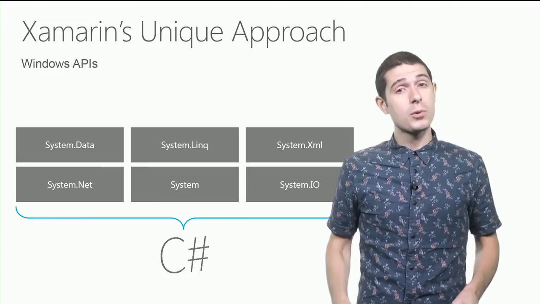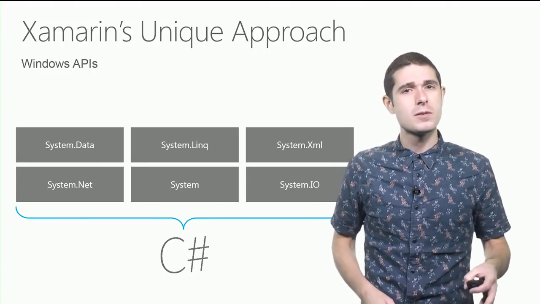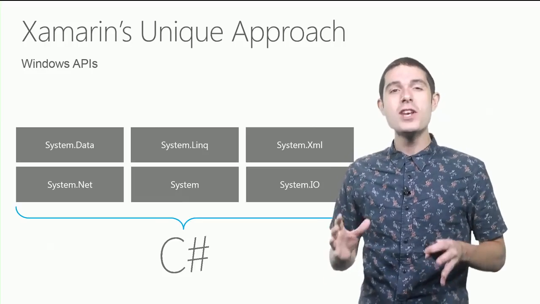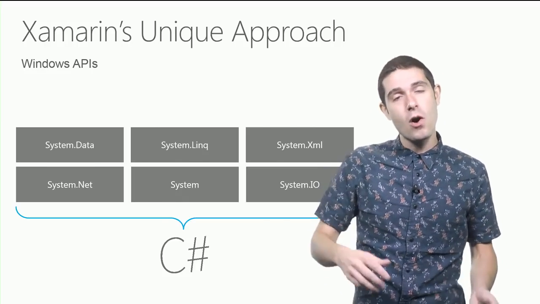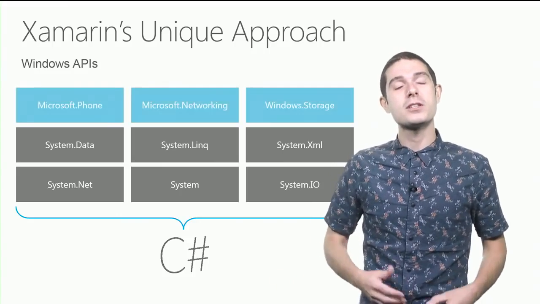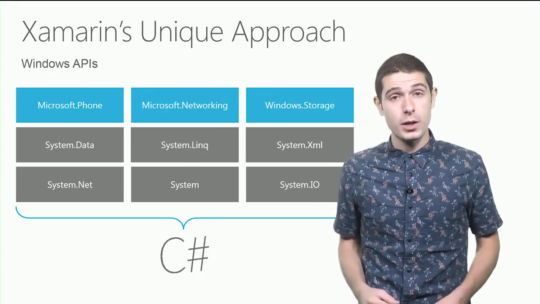Now, if you're a Windows developer today, the .NET libraries are going to look very familiar to you. System data, LINQ, XML, things that we know and love as .NET developers. And when you go to a new Windows platform, phone, store, desktop, you get some platform-specific APIs to mess around with, like phone or storage.